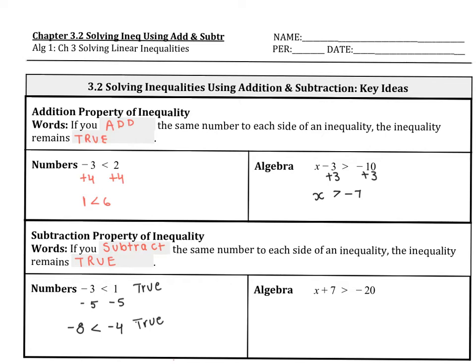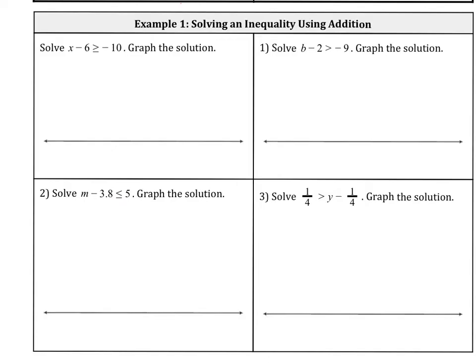Now to solve for x for this one, you're going to subtract negative 7 on both sides. So x is greater than negative 27. So that's the answer.